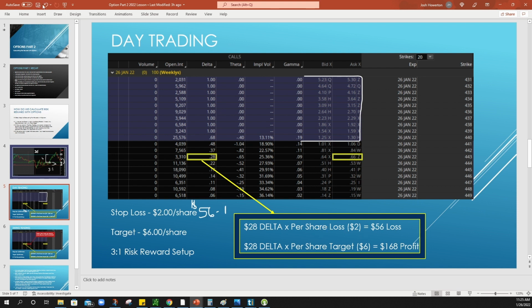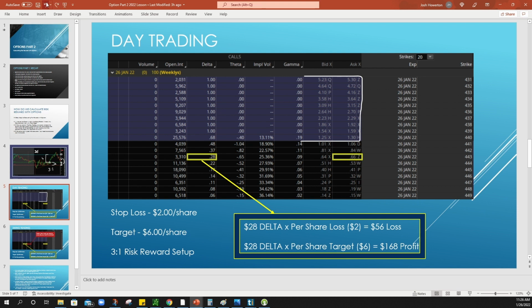So we know our stop loss. What is going to be our target? What's our profit? Again, 28 delta times the per share target. Well, the per share target is $6 per share. So 28 times 6 is $168. So that means when we sell this, we could look to make right around $168 for every one contract we hold. It's that easy, guys.